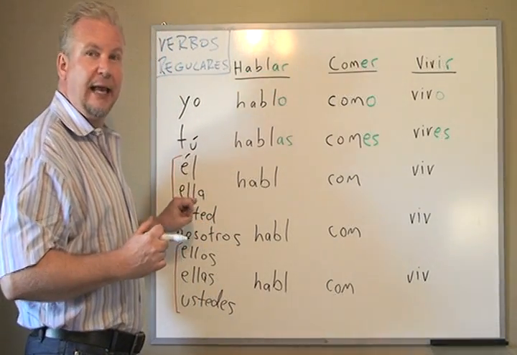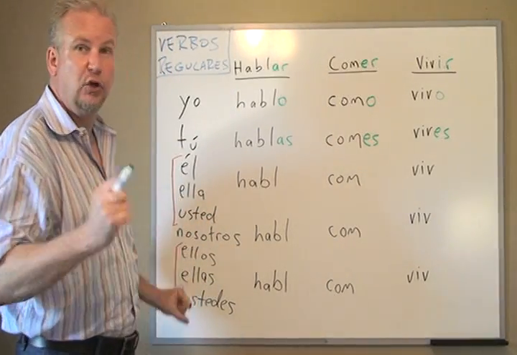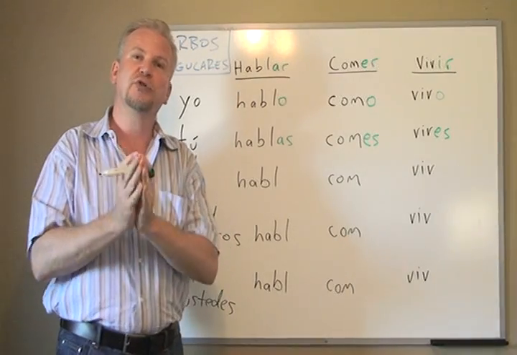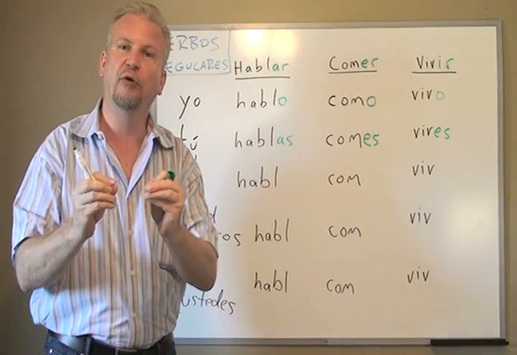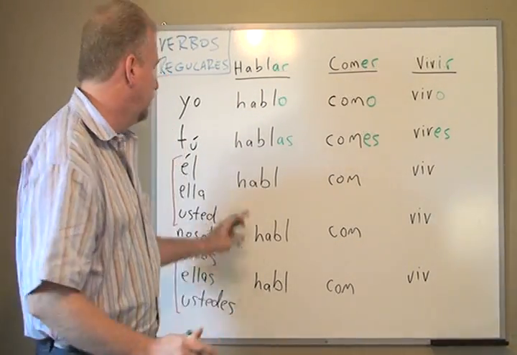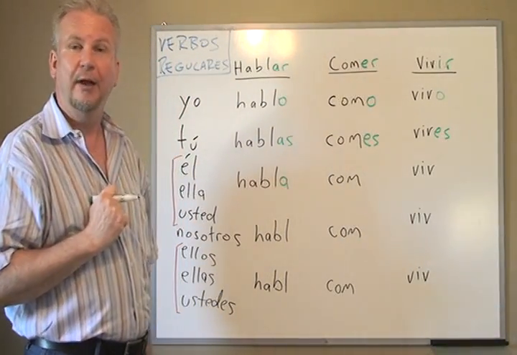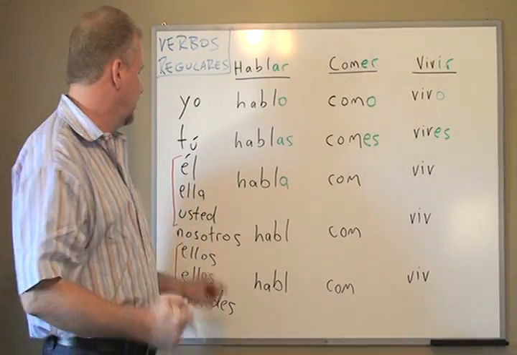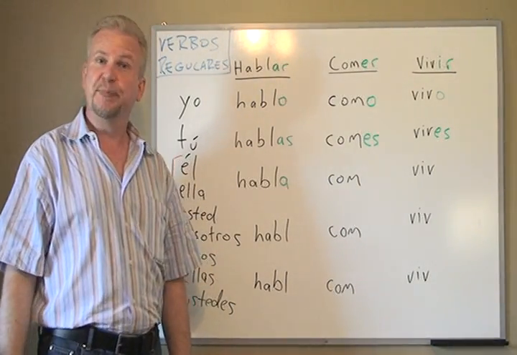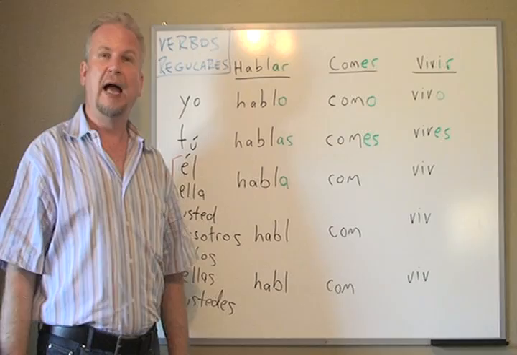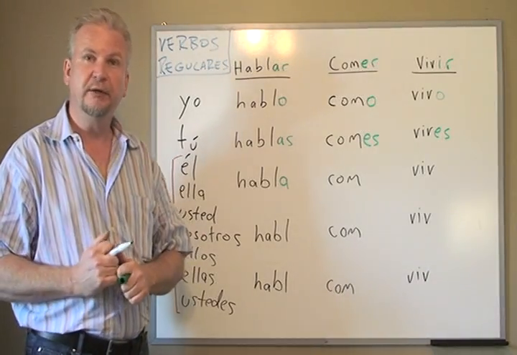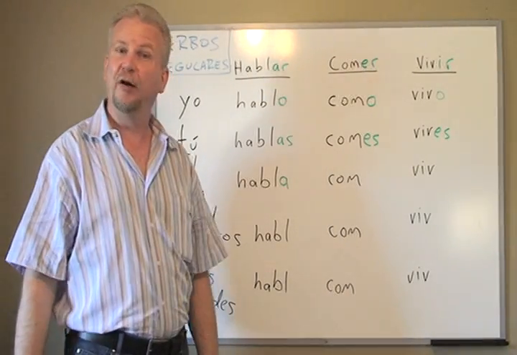Él, ella, and usted, remember he, she, and you, the formal you, are always conjugated with the same form of each verb. Él, we just throw an A on the end. Habla, he speaks. Ella habla, she speaks. Usted habla, you speak.